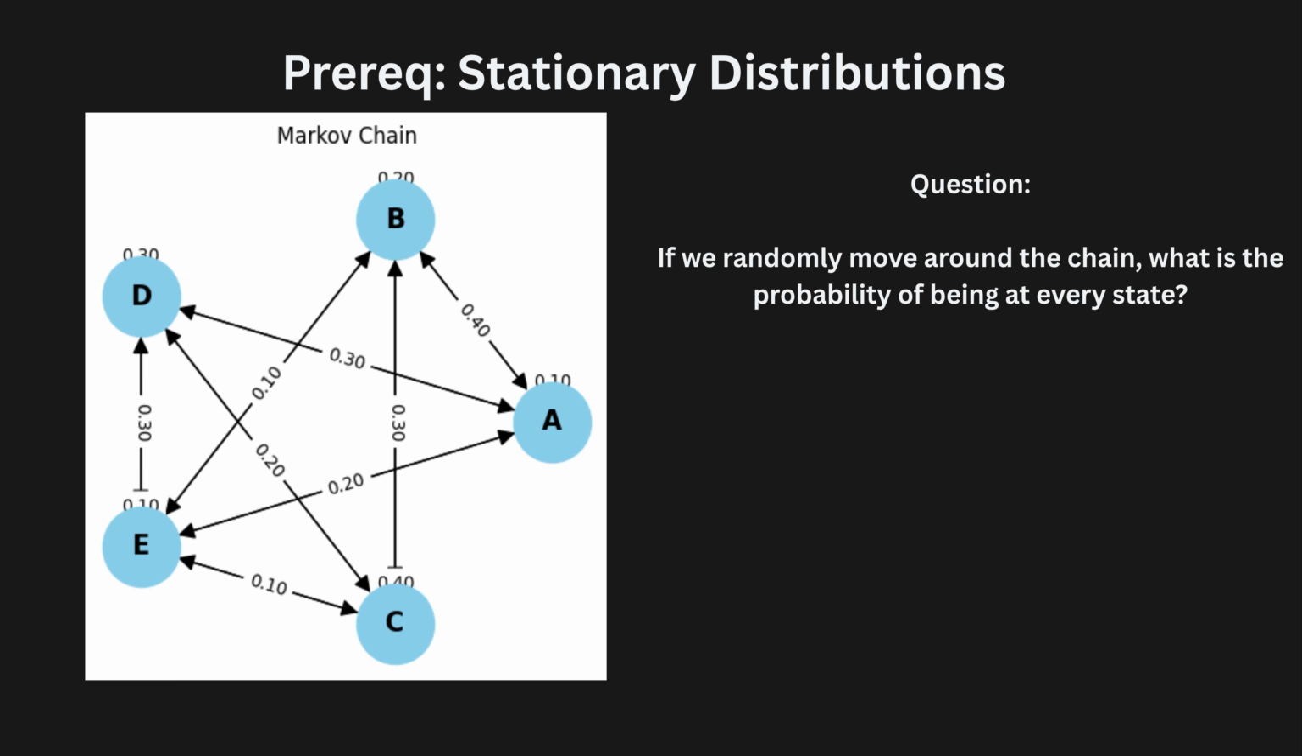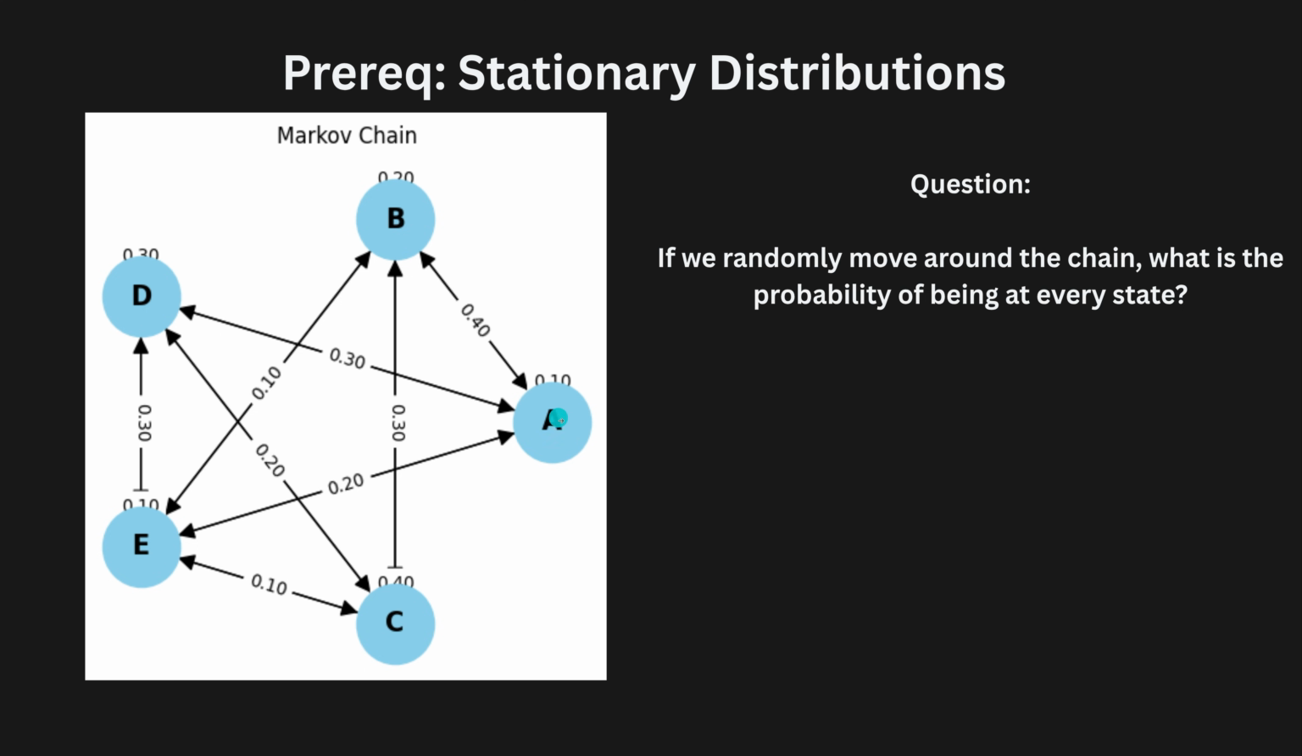To do this, there is one light prerequisite that you may have heard of: stationary distributions. We'll just give a quick idea of what a stationary distribution is. A stationary distribution is essentially, if we start at some node and randomly move around for as long as you want, what is the probability of being at the different states? That's basically what it is.